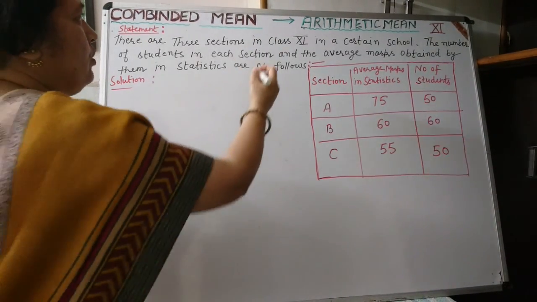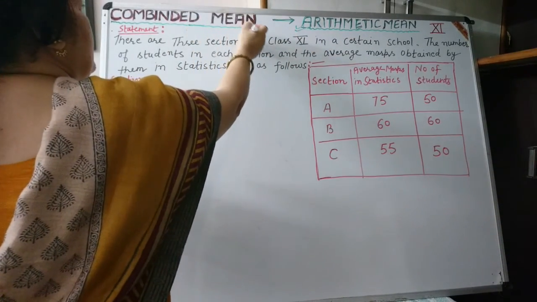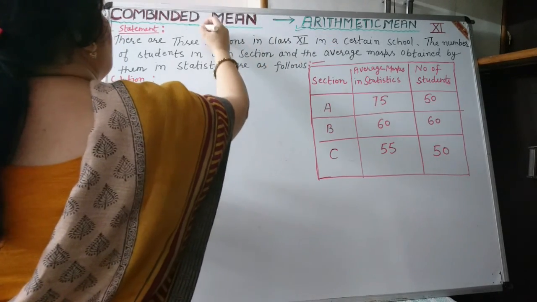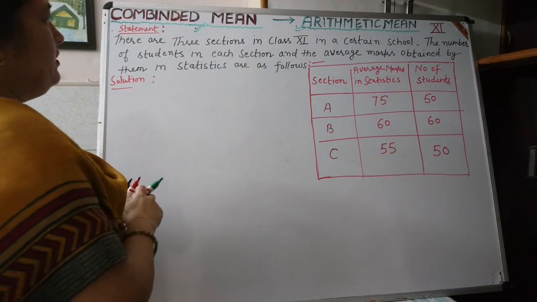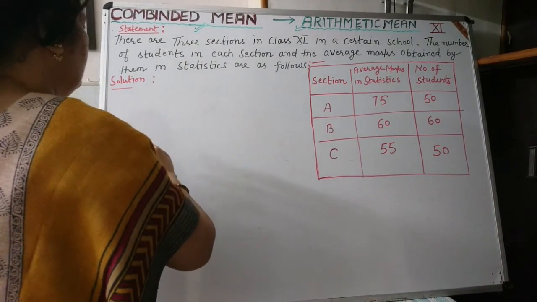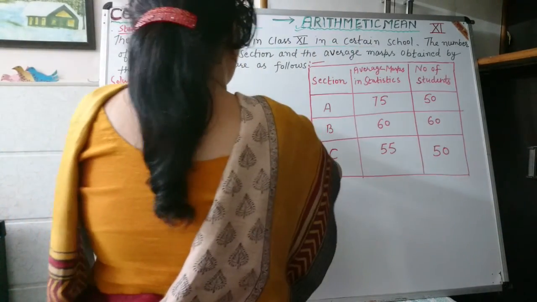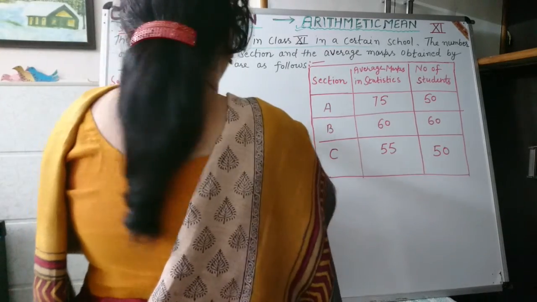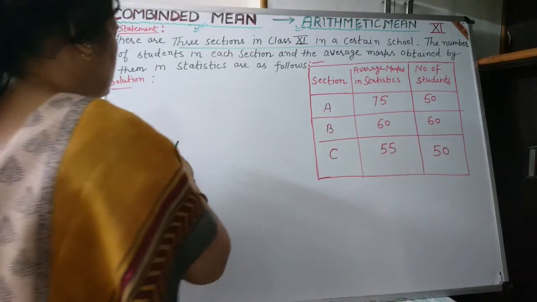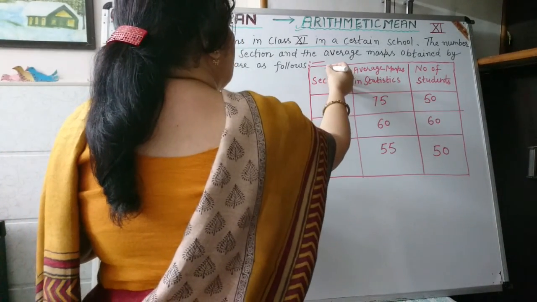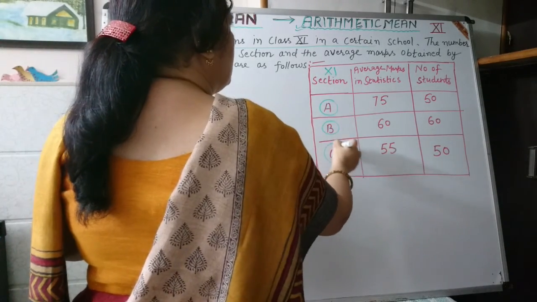After the calculation of simple arithmetic mean, now we are calculating the second type of arithmetic mean, which is combined mean. And for the calculation of combined mean, here the statement is given. There are 3 sections in 11th class in a certain school, and the number of students in each section and the average marks are given. So this is class 11th, section A, section B, section C.